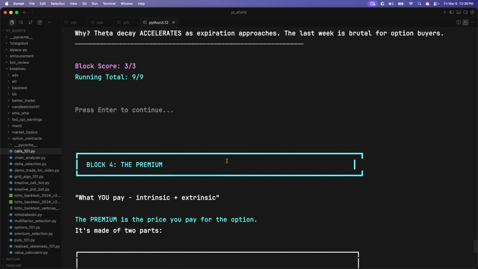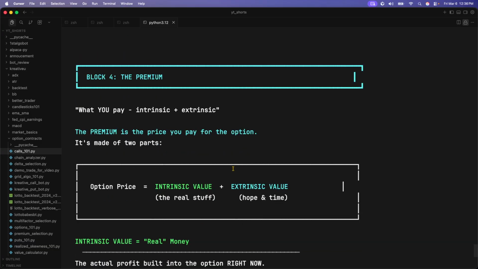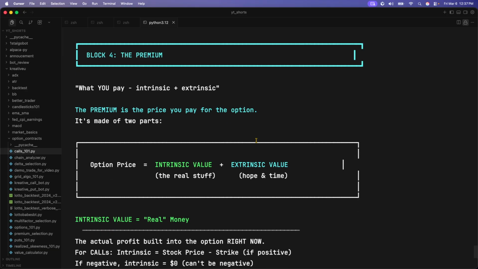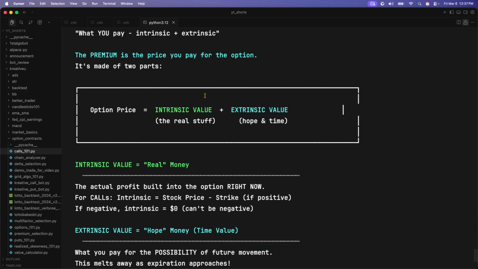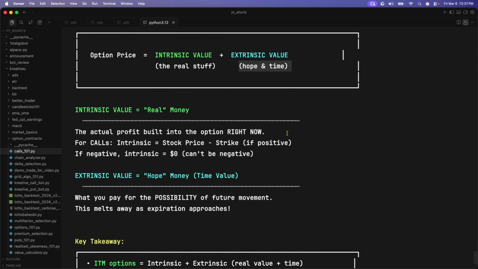So now let's talk about our premium, right? So the premium is going to be what you pay. This is going to be the intrinsic plus the extrinsic, right? So the premium is the price that we pay for the option contracts, and it's made up of 2 parts. The first part is going to be the intrinsic value. This is going to be the real stuff. The next part is going to be the extrinsic value. This is going to be the hopes and dreams and time, right? So intrinsic value is going to be the real money. This is going to be the actual profit built into the option right now.